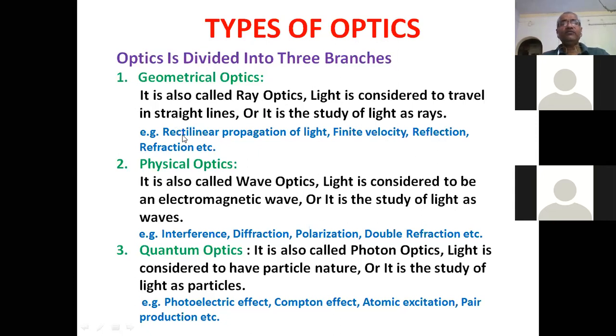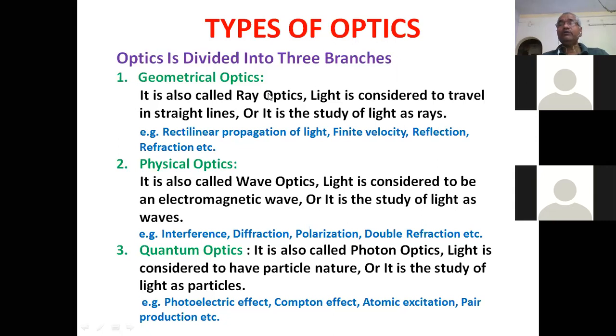So these phenomena can be easily explained using ray diagrams. Reflection, refraction, rectilinear propagation, all these properties of light can be explained by drawing ray diagrams. So ray diagrams play a very important role in geometrical optics. All the formation of images can be explained by this geometrical optics. Now the second category or sub branch of optics is physical optics.